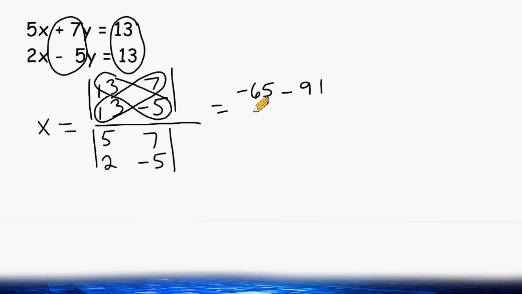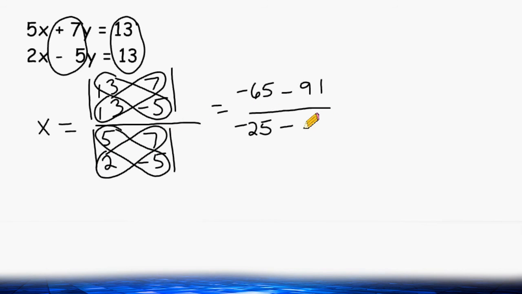And then we have to divide it by doing the same process on the bottom here. Starting with 5 and -5, we cross multiply that and we get a product of -25. And then immediately we have to write a subtraction sign, and we subtract from the other cross product, which is 14. Now all we have to do is simplify this expression, and that is going to tell us what our x value is for the system of equations.